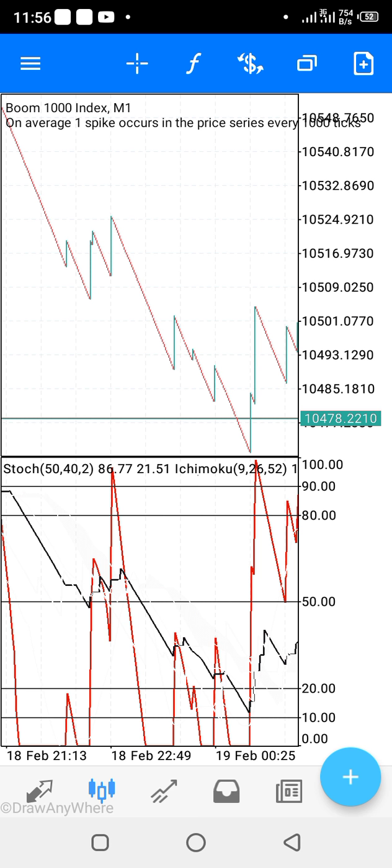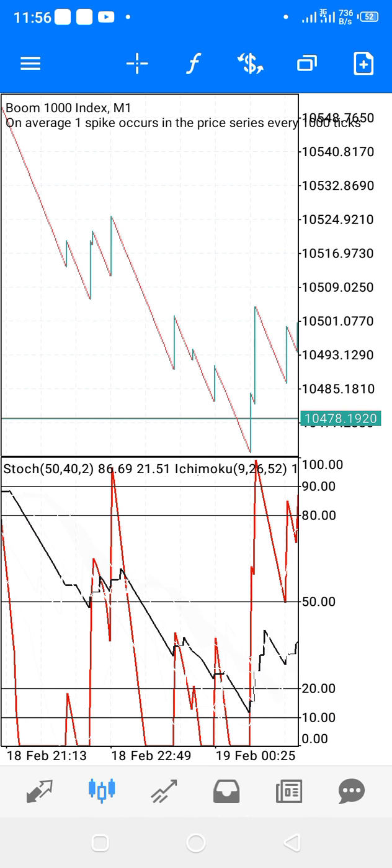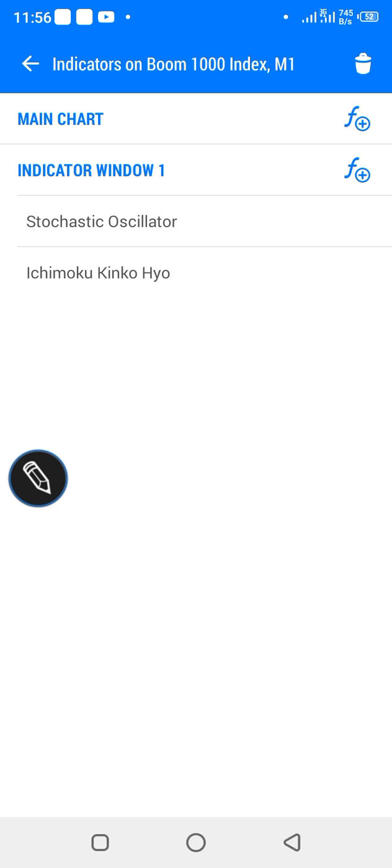This strategy uses the stochastic oscillator, and then Ichimoku. So you get here, you go to the F. Now here it is. You have indicator 1.